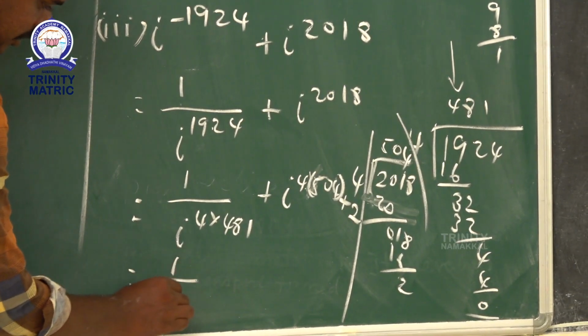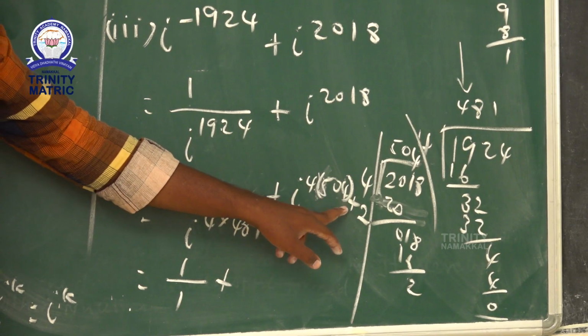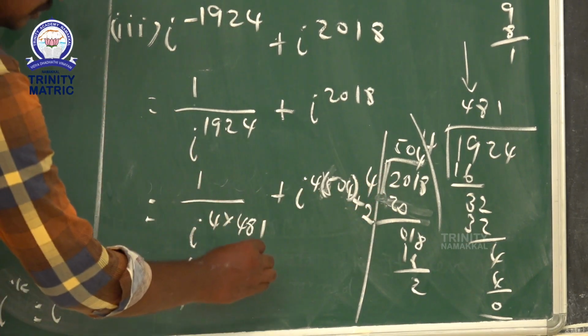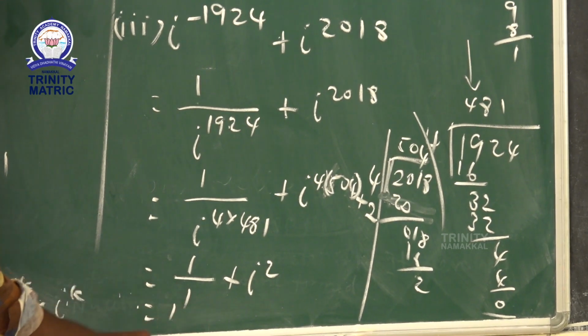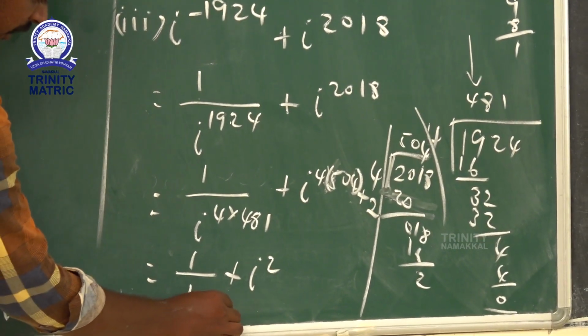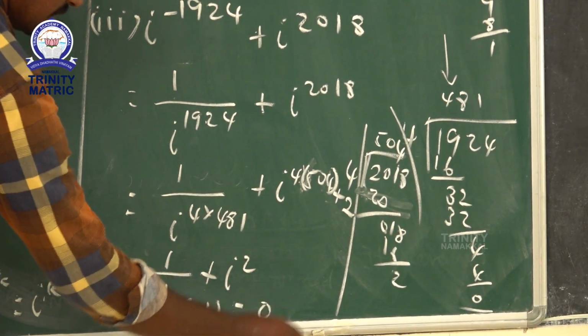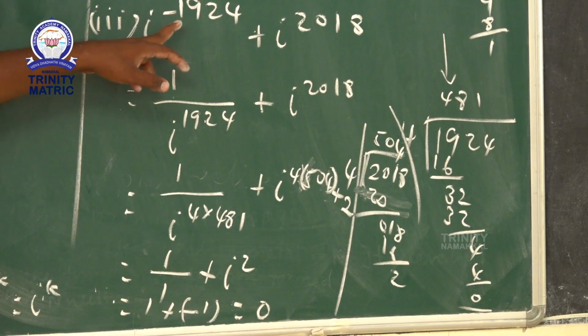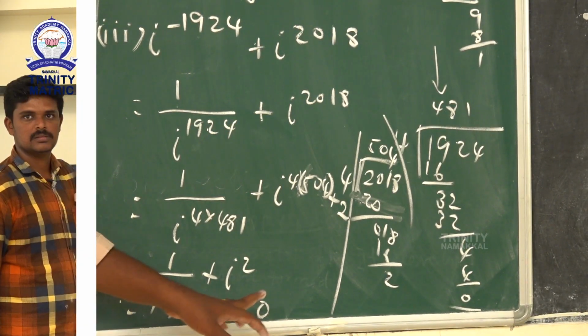So the value is 1 plus i power 4 into 504 plus 2, the remainder is 2. So I'll use i squared. Next step, 1 by 1 means 1, plus i squared means minus 1. So plus 1 and then minus 1, the answer is 0. So i power minus 1924 plus i power 2018, the answer is 0.